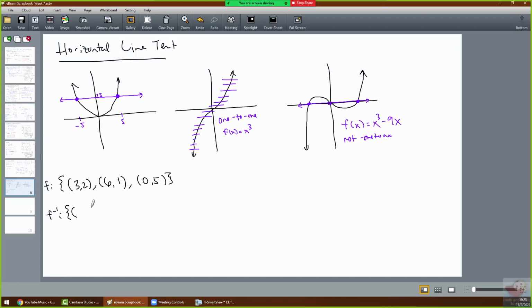Anyways, the original function f is taking 3 to the number 2. So the inverse is going to undo that. So that means it's going to have the point (2, 3). The original function f takes 6 to 1, so the inverse would undo that by taking 1 back to 6. And lastly, if f takes 0 to 5, the inverse takes 5 to 0.